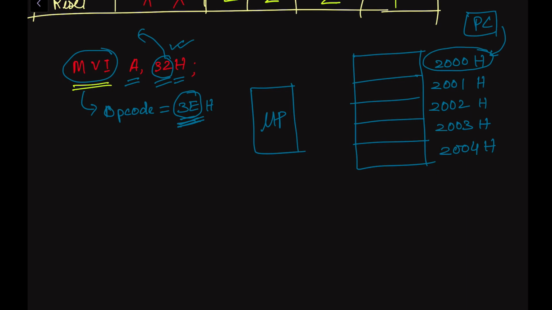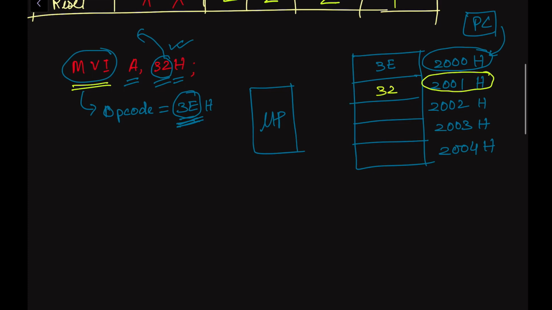Okay, so first of all, let us assume that the opcode 3EH is in this address, and in the next address 2001, let me show you with another color. Now let in this address 2001H we have the operand, here 32. So here we have two data. Basically, one is the data, that is the operand, and here we have the opcode.